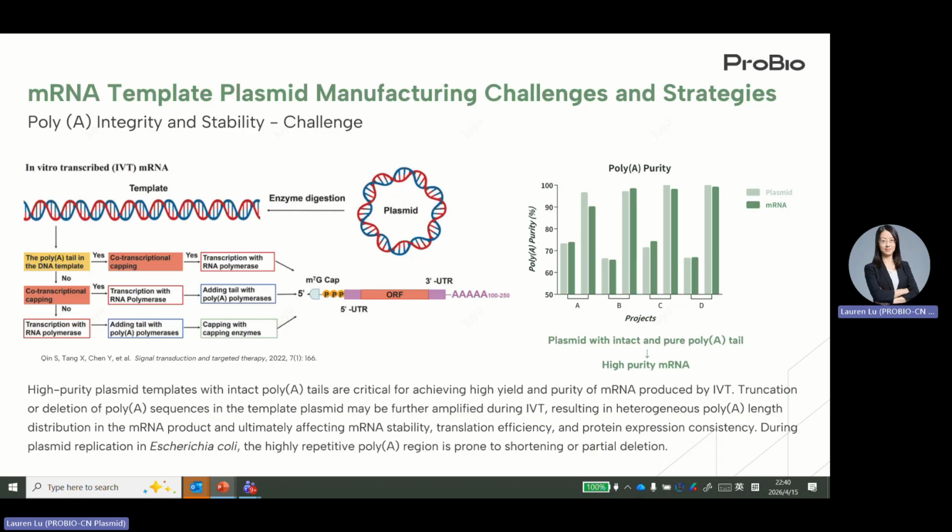The main issue is that long poly-A sequences are highly repetitive and unstable during replication in E. coli, making them tend to shorten or partially delete. As illustrated in the chart, intact and pure poly-A tails in plasmids directly result in high mRNA poly-A purity. Therefore, maintaining plasmid poly-A integrity is very essential for achieving high quality mRNA manufacturing.